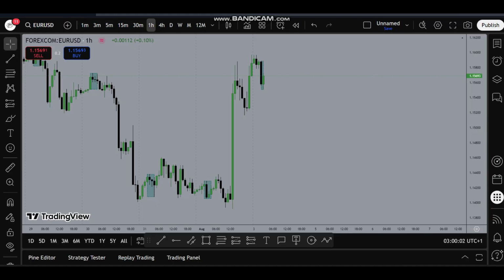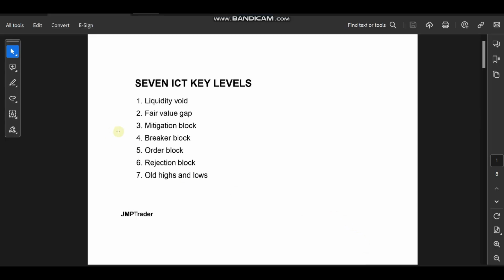Hello traders, today I'm going to be showing you the 7 ICT key levels. So these are all the ICT key levels that are in existence and functional at the moment. According to ICT, we have 7 ICT key levels. I'm going to be explaining each of them one after the other.